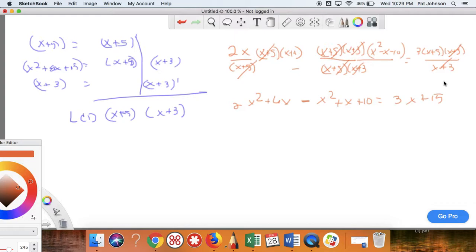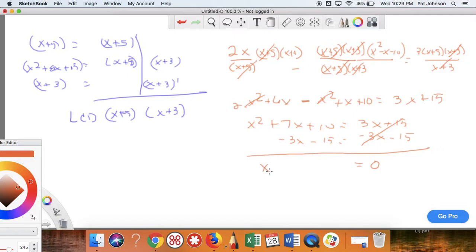Now this is a long problem, so I have to combine like terms. Let me make sure I did this right. Yes. Okay, so combining like terms, I have x squared plus 7x plus 10 equals 3x plus 15. Now I'm going to subtract this from both sides, minus 3x minus 15. Then I end up with 0 equals x squared plus 4x plus 5. That factors to x plus 1.